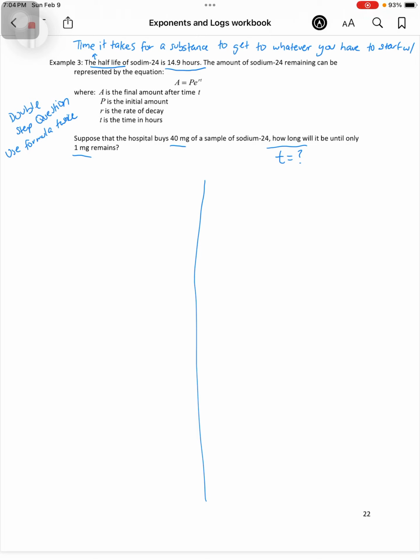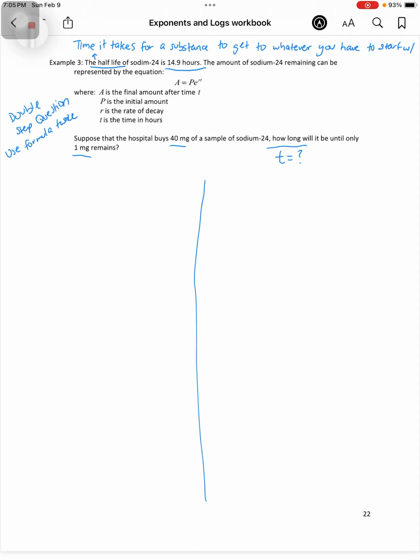So here we have the equation A equals PERT. A is the final amount, P is the initial amount, R is the rate, and T is time in hours. So this is called a double-step equation because we're going to have to solve for more than one variable. Honestly, this question is a lot of students' worst nightmare because they're like, oh my god, I have to solve for more than one variable, and there's a whole bunch of variables in this equation. But it's not that bad.